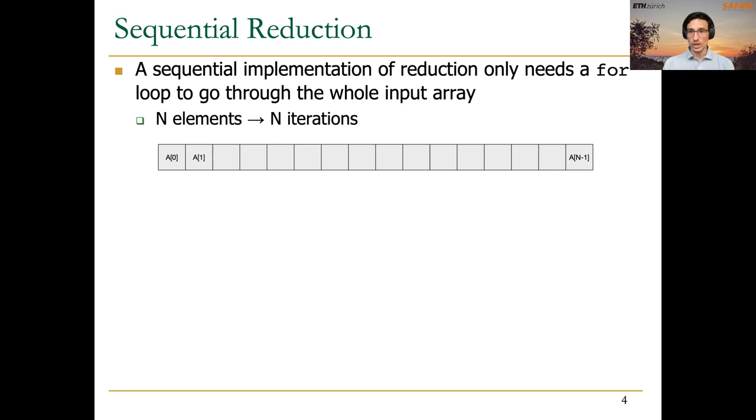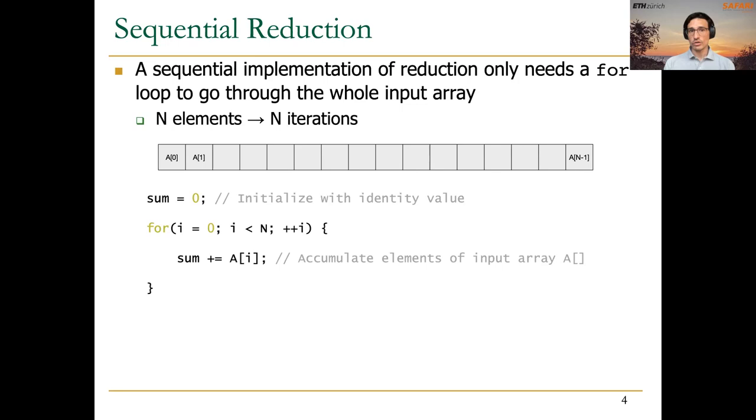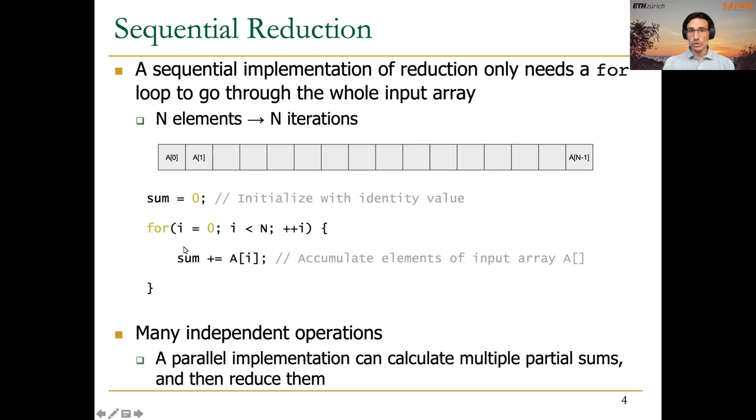Let's imagine that we have an array of n elements. This will require n iterations of this simple code, where we go to the array, read the element, and accumulate in some accumulator. In this slide, this accumulator is called sum. The good thing here is that there are many independent operations, so it's possible to create a parallel implementation that can calculate multiple partial sums and then reduce them.